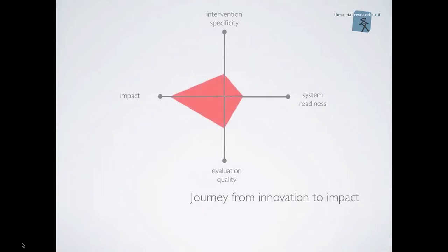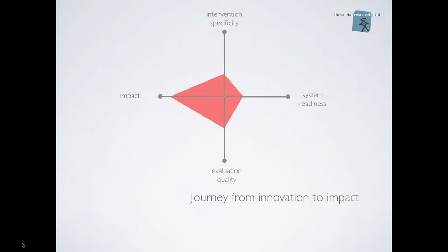Ideally, you would start off thinking about design, then you might move on to implementation. But after that, the process is likely to be non-linear as you move between testing what you're doing through evaluation and then refining the design and implementation of your intervention accordingly.